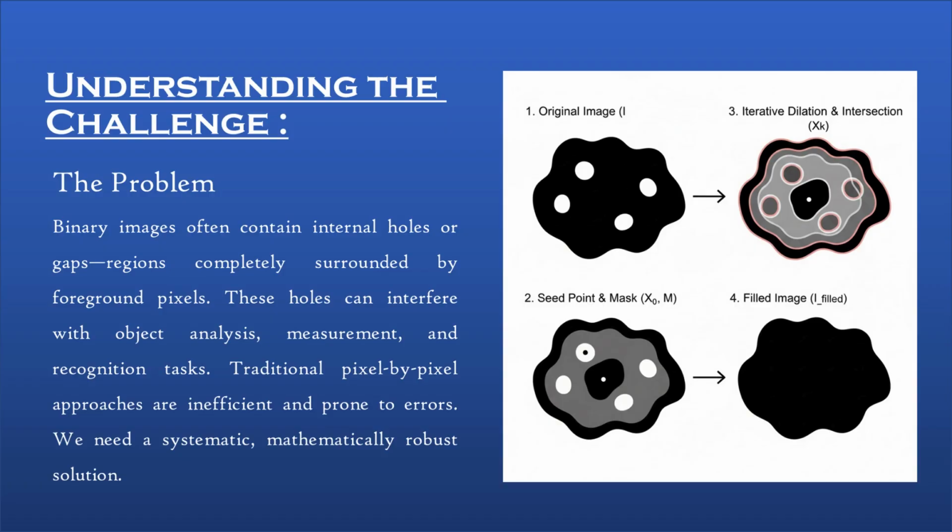The diagram on the right gives us a perfect high-level preview of that solution. We start with our original image, which has clear holes. Next, we define a seed point, a single pixel we place inside the hole, and a mask, which is the boundary of our original object. Then comes the core of the process, iterative dilation and intersection. This simply means we grow our seed point outwards, but the mask, our boundary, stops it from leaking outside the object. We repeat this grow and constrain process. The result, as you see, is a completely filled image, with no internal holes. This slide defines our problem and gives us a visual roadmap for the elegant, morphological solution we're about to explore.